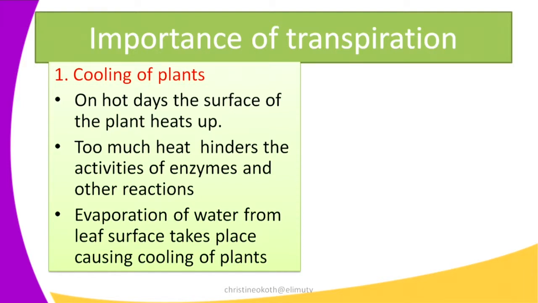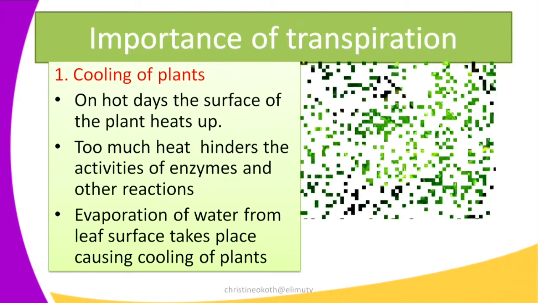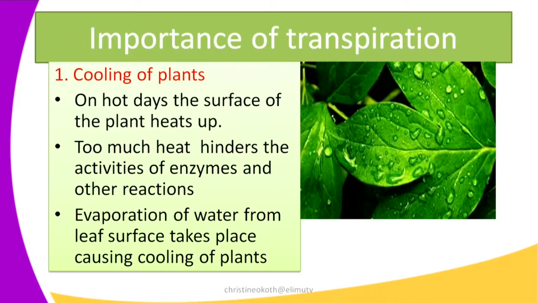So let us look at why transpiration is very important, especially to the plants. The first reason is cooling of plants. On hot days, the surface of the plants will always heat up. Too much heat hinders the activities of enzymes and other activities. There are some enzymes which cannot work where the temperatures are very high. So due to too much temperature, they will cease to work or the reaction of the enzymes will slow down.